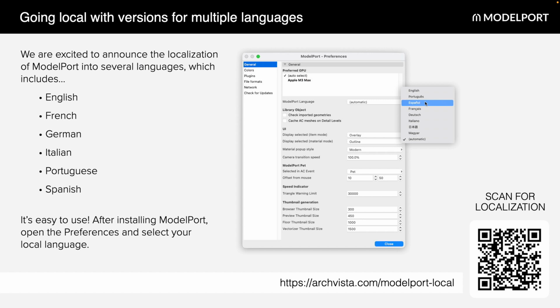If you are viewing this from another country and you have a different language, we now support multiple languages in different markets. We now support English, French, German, Italian, Portuguese, and Spanish. And it's really easy to change the languages. All you do once you install ModelPort is go to ModelPort preferences and switch it to your language. It's also automatic. So as long as you're using Archicad in one of these languages, it will automatically switch that language for you.